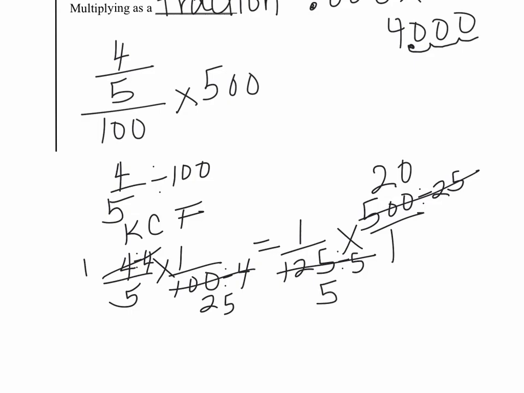Now you should be able to see that 5 can also go into 20. 5 goes into itself and into 20. 5 divided by 5 is 1, and 20 divided by 5 is 4. And as you can see, even my dog agrees. The answer is 4.